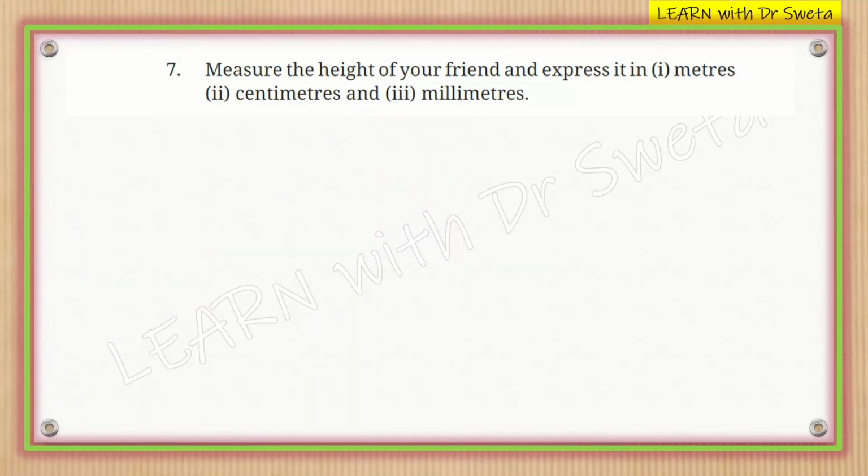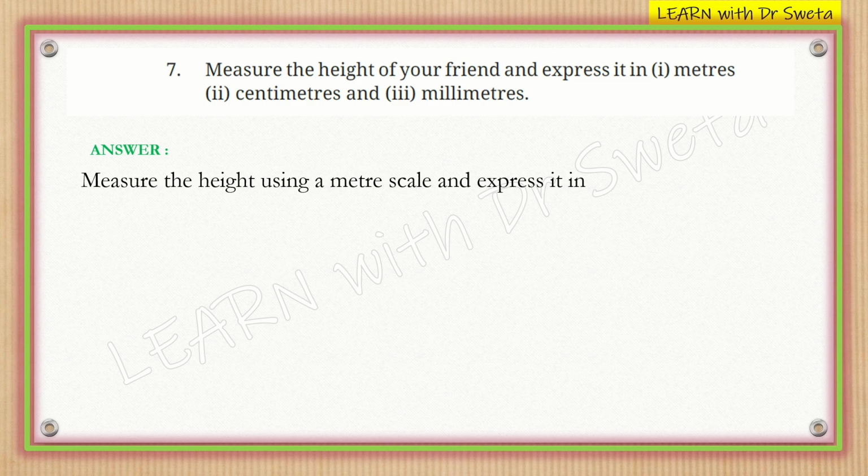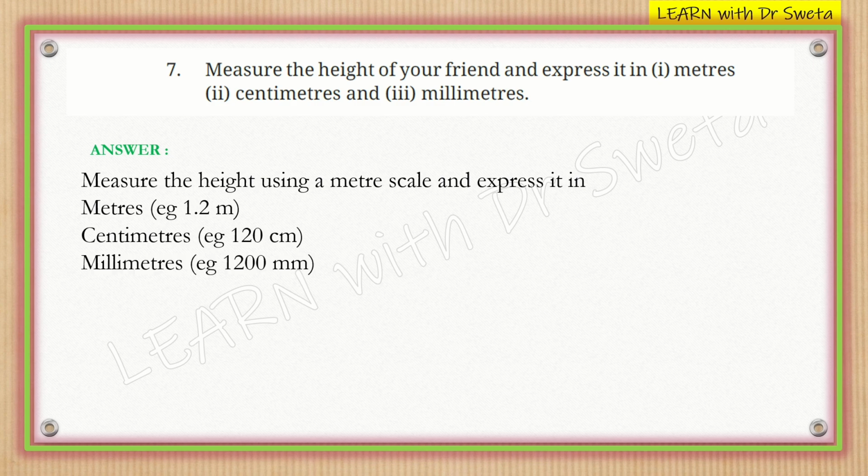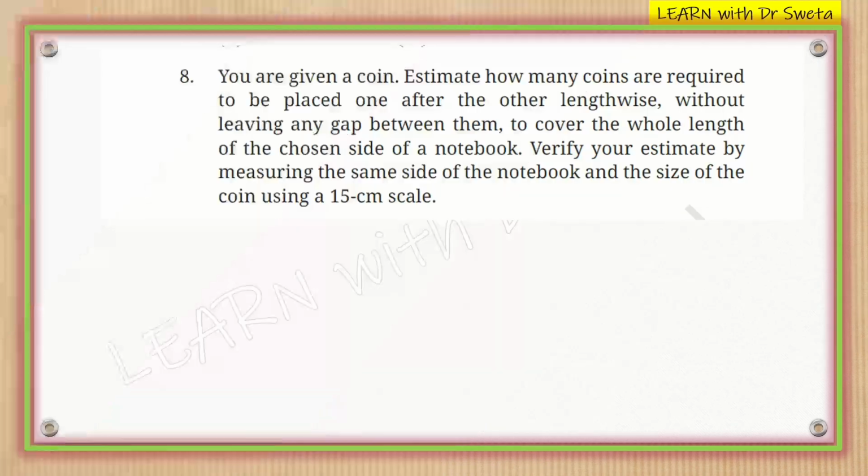Next question is, measure the height of your friend and express it in meters, centimeters, and millimeters. So the answer will be, we have to measure the height using a meter scale and express it in meters. So in meters, if it is 1.2 meter, then in centimeter it will be 120 centimeter, and in millimeters it will be 1200 millimeter.